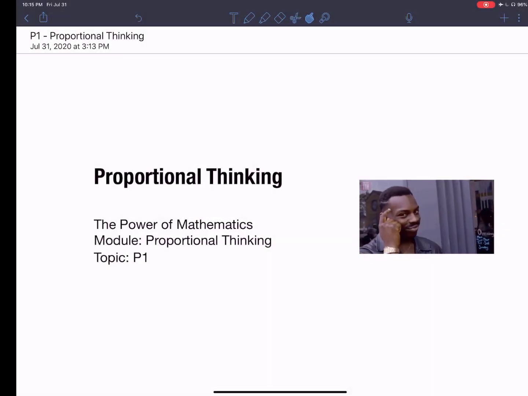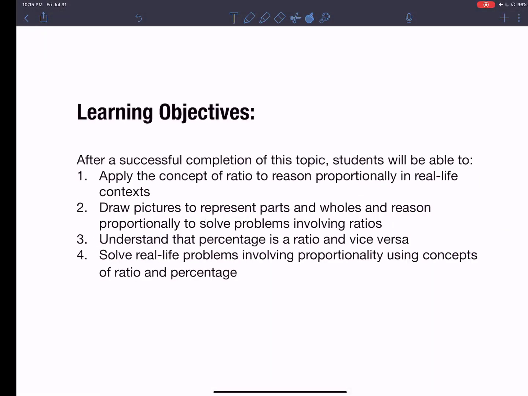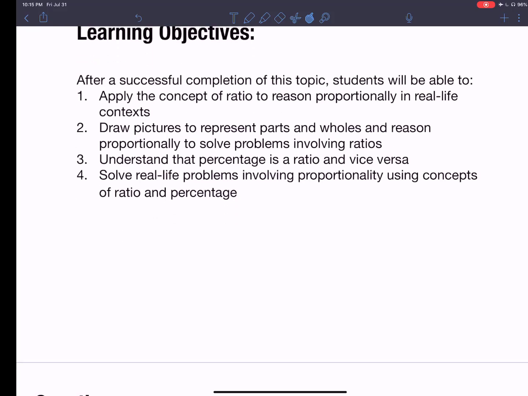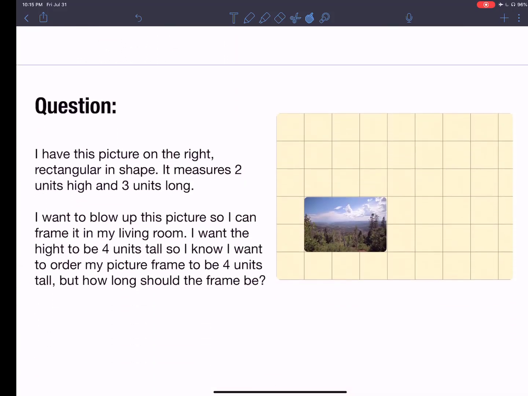Hey, so today we're talking about proportional thinking. And here are our learning objectives. We're trying to apply concepts of ratios and proportional thinking in real life concepts. We're trying to solve these problems usually with pictures and understanding that percentage is a ratio and vice versa. And then we're going to look at real world problems and try not to get deceived by real world problems.